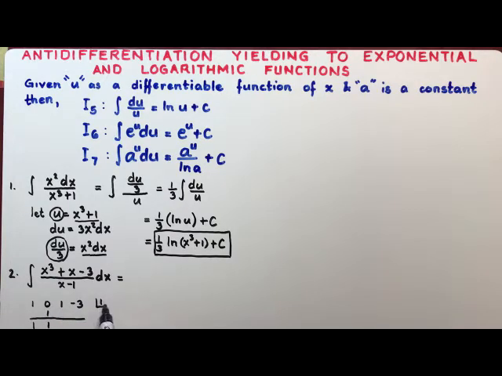1 times 1, it's still 1, and when I add, that's 2. So 2 times 1, it's 2, and then when I add, that's negative 1. The last number is my remainder, when I divide this x cubed plus x minus 3 by x minus 1.